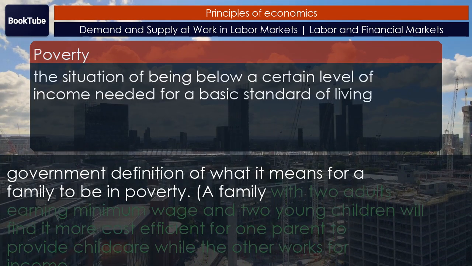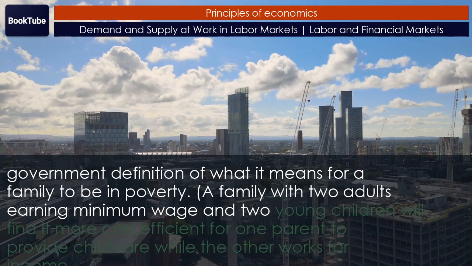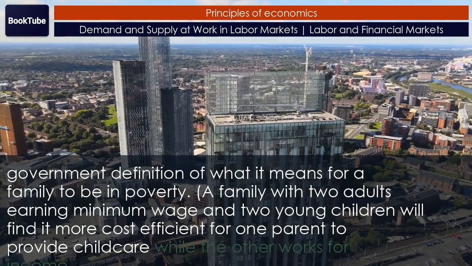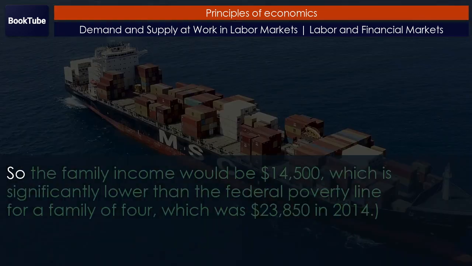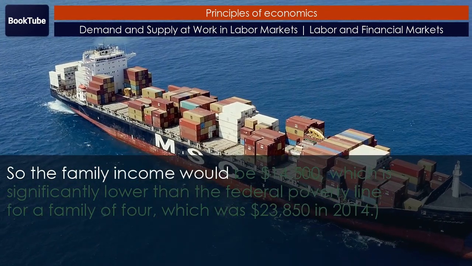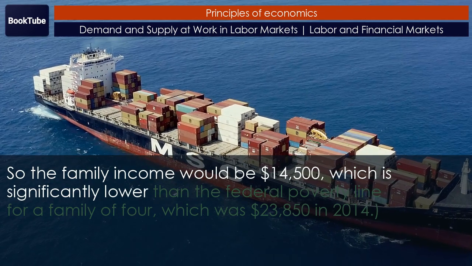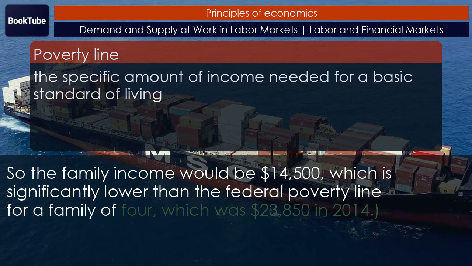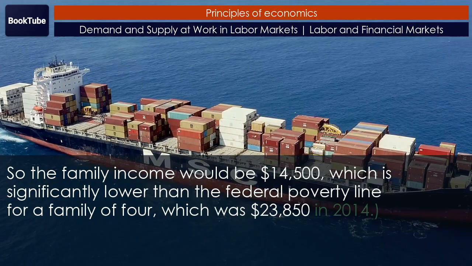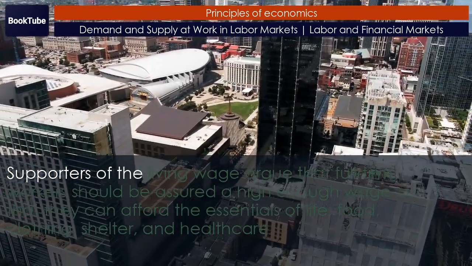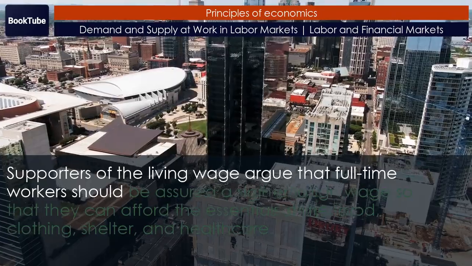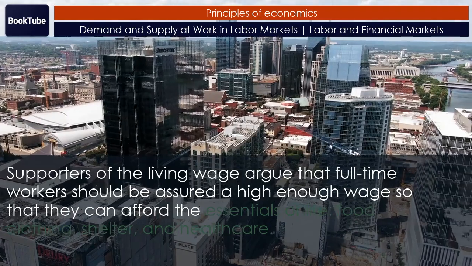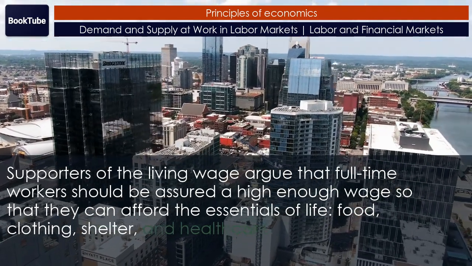A family with 2 adults earning minimum wage and 2 young children will find it more cost efficient for one parent to provide childcare while the other works for income. So the family income would be $14,500, which is significantly lower than the federal poverty line for a family of 4, which was $23,850 in 2014. Supporters of the living wage argue that full-time workers should be assured a high enough wage so that they can afford the essentials of life: food, clothing, shelter, and health care.